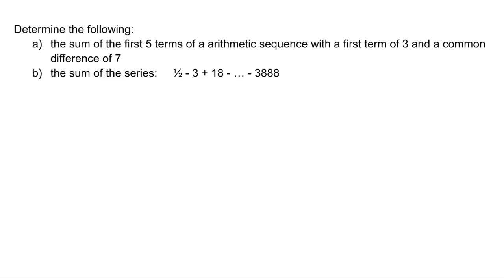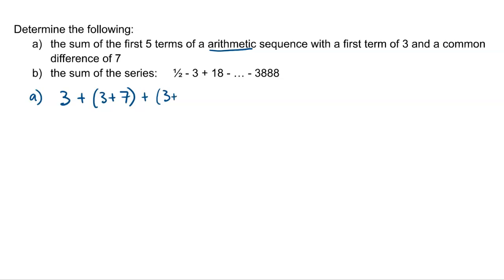This video says determine the following: the sum of the first 5 terms of an arithmetic sequence with a first term of 3 and a common difference of 7. So the first one is an arithmetic sequence. So let's look at what an arithmetic sequence is. Well, it's something that we know starts with 3 and then the common difference of 7.